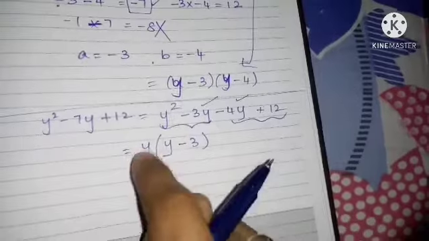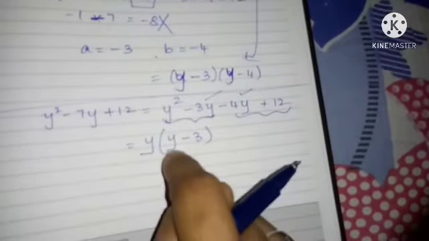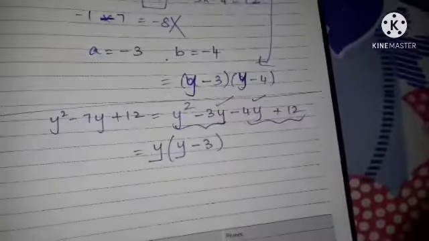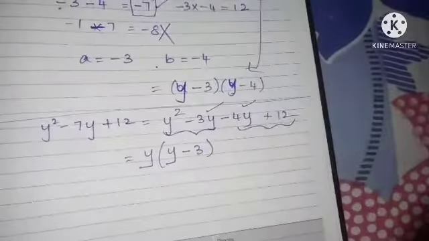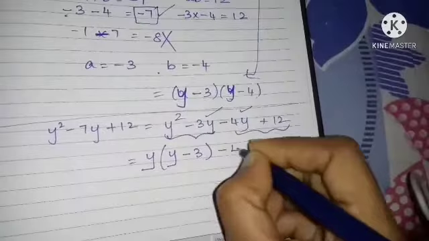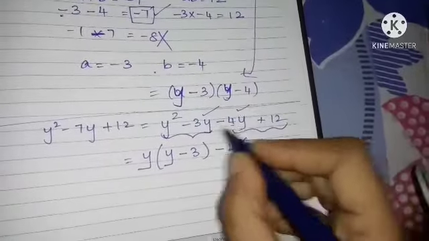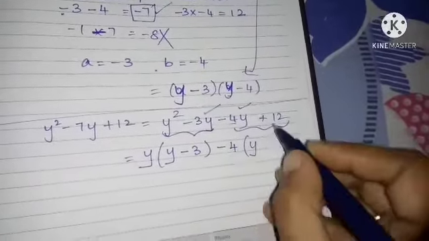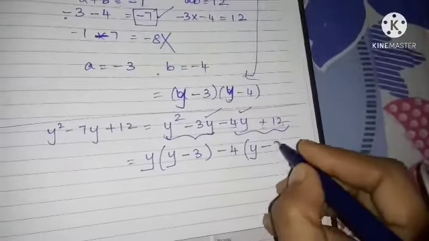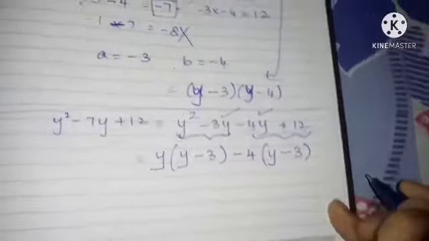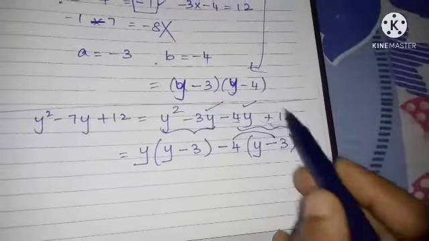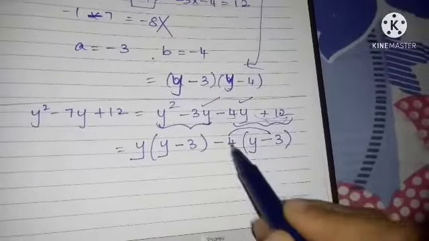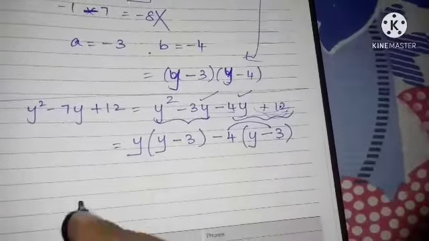If I take y, 1y will be outside. Y minus 3. Next, in this, what can I take? If I take minus 4 outside, what will become? Y. In this, if I take minus 4, it will become minus 3. Correct? Because minus 4 into minus 3 plus 12 it will become. So if I take minus 4 outside, it will become here minus 3.